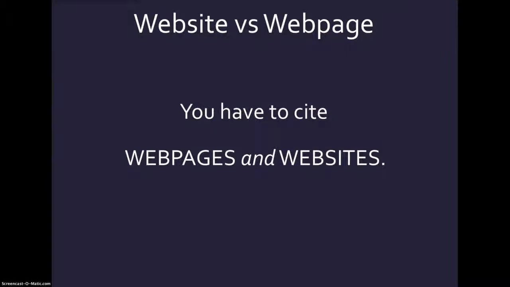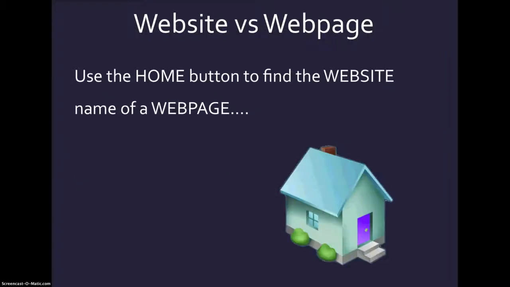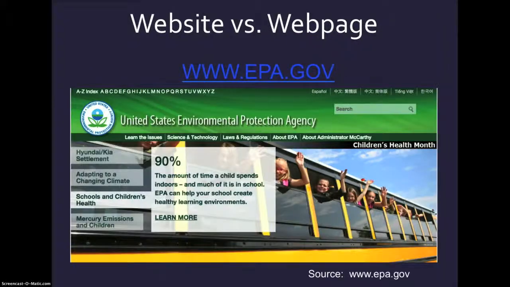Now let's look at website versus web page. You have to cite web pages and websites, but there's a little bit of a difference between the two. A website is an entire internet site. A web page is just one individual page of that site. So the definition of a website is that it's a collection of web pages. If you don't know what the address is of a web page, just click on the home button and that will take you home and you can see the website name of a web page.